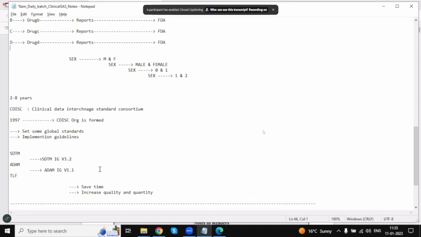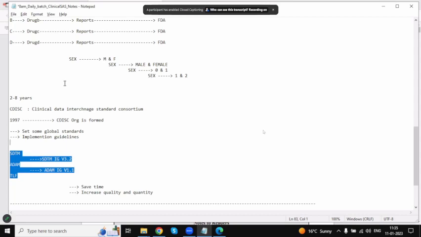Okay. Now what is our work as a SAS programmer? Generating reports. Who is going to generate a report? As a SAS programmer, as a SAS developer, we need to generate a report. How do we need to generate a report? By following these CDISC guidelines. These reports we need to generate.